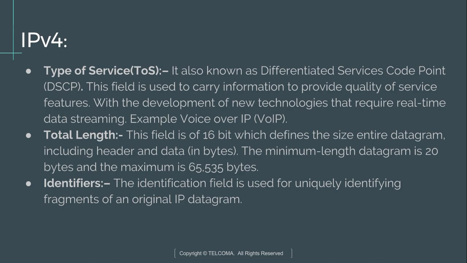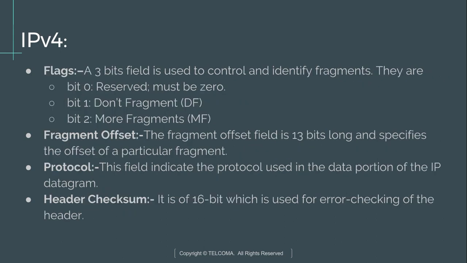Next is identifier. The identification field is used for uniquely identifying fragments of an original IP datagram, as it adds the sequence number to the fragments of the IP datagram. The next is flag. Flag is the control bits. A 3-bit field is used to control and identify fragments. Bit 0 is reserved, bit 1 is used for don't fragment, and bit 2 is used for more fragments. Next is fragment offset.